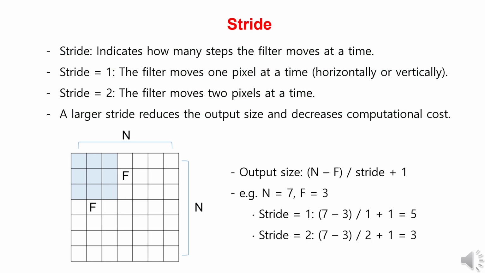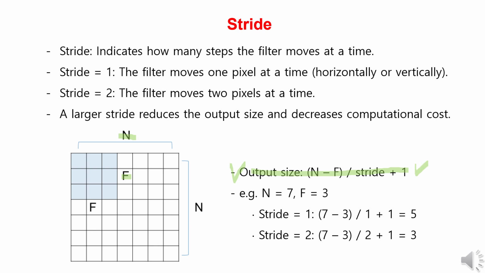Now, let's see how stride affects the output size in a CNN. When a filter scans over an input image, the size of the output is determined by both the filter size and the stride. There's a simple formula you can use to calculate the output size. Let n be the size of the input image, and f be the size of the filter. Then the output size is calculated as (n - f) / stride + 1.